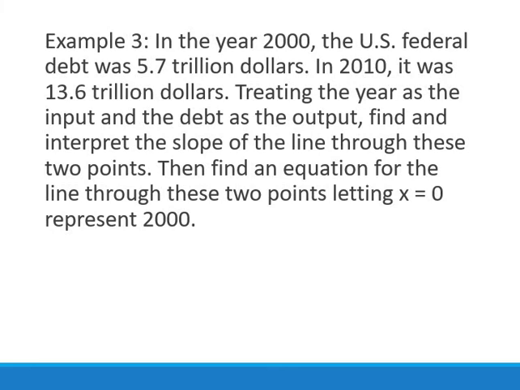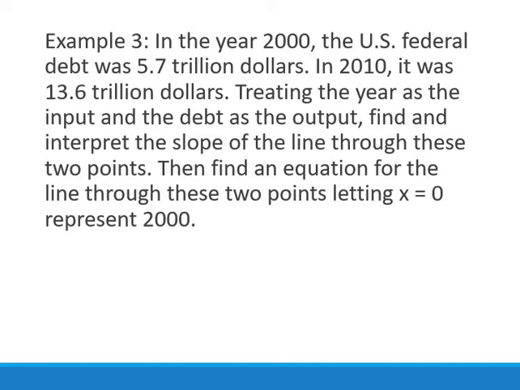Next, we're going to look at an application of linear equations, linear functions. So in the year 2000, the U.S. federal debt was $5.7 trillion. In 2010, it was $13.6 trillion. Treating the year as the input and the debt as the output, find and interpret the slope of the line through these 2 points. Then find an equation for the line through these 2 points, letting x equals 0 represent the year 2000.